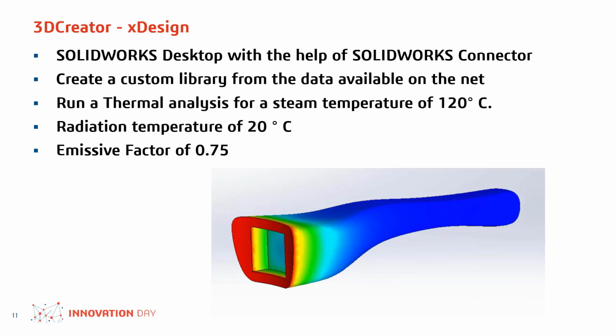Okay, having completed my component on Xshape and XDesign, now it's time to run a thermal analysis to validate my component. So I'm doing this with the help of SolidWorks desktop, which is connected with the cloud with the SolidWorks connector. The material used here is Bakelite, from which I've got the physical properties of the material from the net, and this is built into a custom library. I'm running a thermal analysis for a maximum steam temperature of around 120 degrees Celsius, a radiation temperature of around 20 degrees Celsius, and an emissive factor of 0.75. Let's see how we do this.